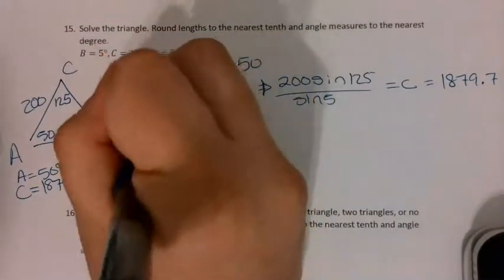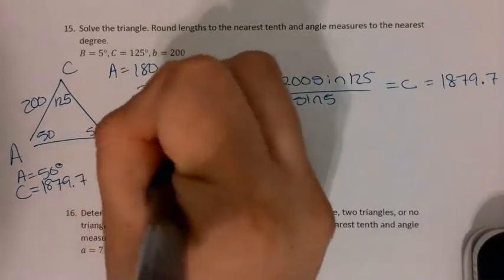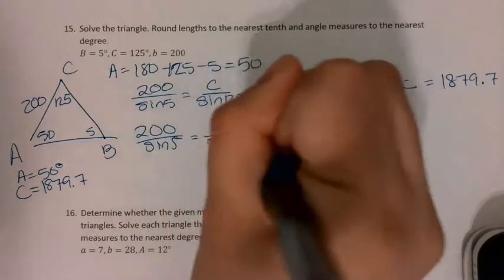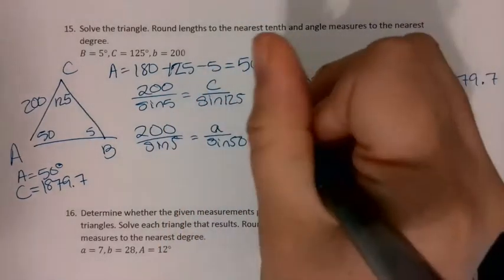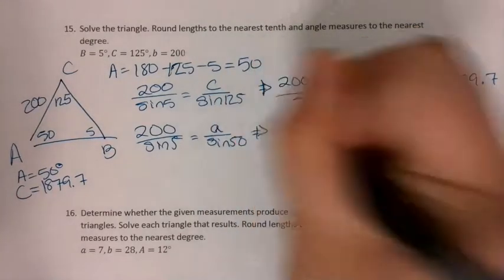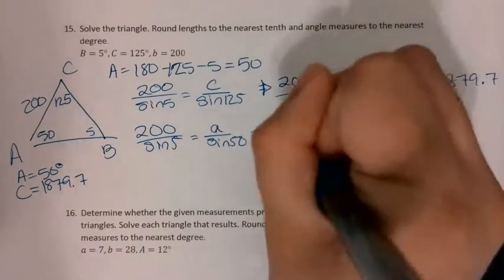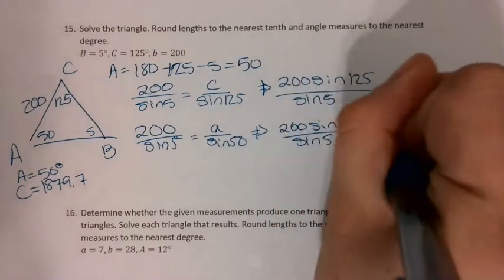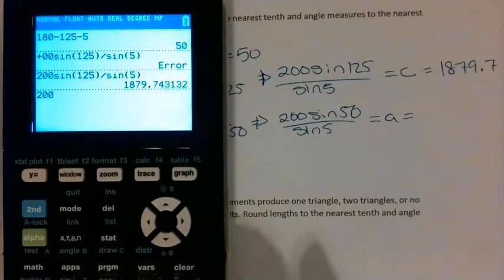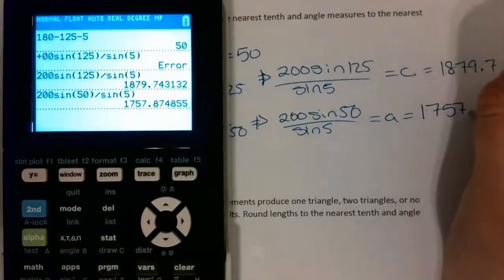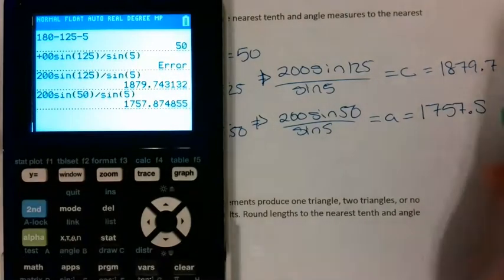Then I'm going to do the same thing for my A side length. So I have 200 over sine of 5 equals A over sine of 50. I multiply both sides by sine of 50 to get A alone. So I have 200 sine of 50 divided by sine of 5 equals A. And I'm going to type that into the calculator. And I get 1757.9. This one rounds.